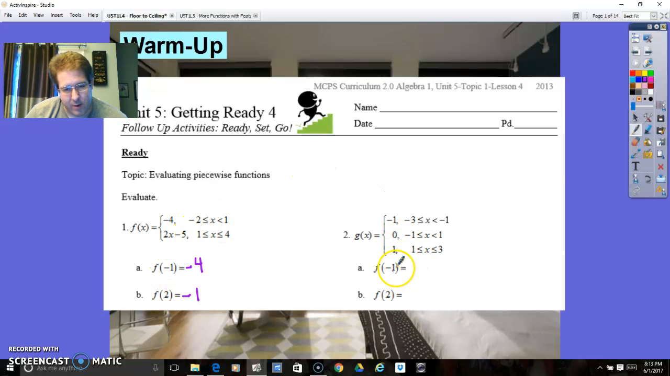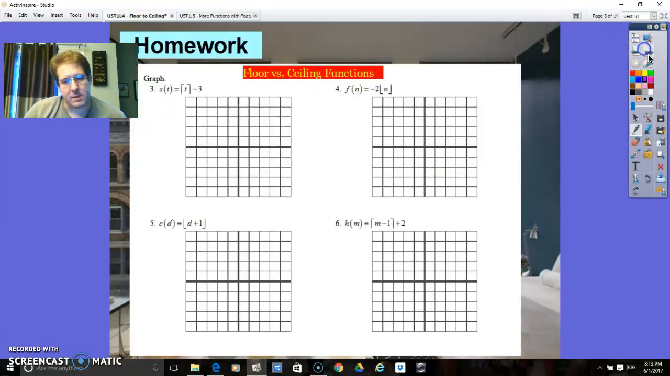Over here, same thing. So first thing I do is figure out, well, hey, which piece does it use? You might be saying it could be both of them. Nope, not true. It has to be the second piece, because remember, negative 1, this is not "or equal to," so the answer is 0. F of 2, 2 is between 1 and 3, so the answer must be 1. Pretty easy warm-up. Now, this is one of the rare times where I'm going to have to skip the homework and come back to it at the very end, because I don't want to do this right now, because you probably have no idea what any of this stuff means.